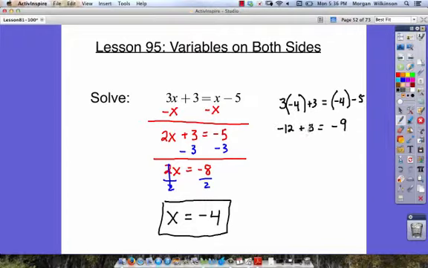And negative 12 plus 3 is negative 9. So yes, this is true. That means we got the right answer. We can check it, we know we're right, and we can move on to the next problem.